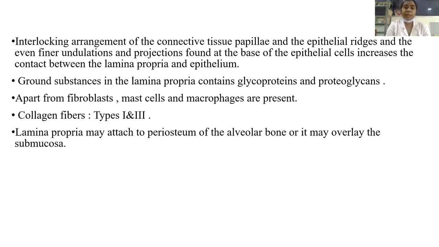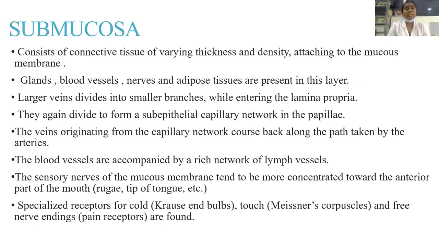Ground substance in the lamina propria contains glycoproteins and proteoglycans. Apart from fibroblasts, mast cells and macrophages are also present. Collagen fibers: here in the lamina propria, we can see type 1 and type 3 collagen fibers. Lamina propria may attach to the periosteum of the alveolar bone, or it may overlay the submucosa. Then comes the submucosa. It consists of connective tissue of varying thickness and density attaching to the mucous membrane. Glands, blood vessels, nerves, and adipose tissue are also present in this layer.